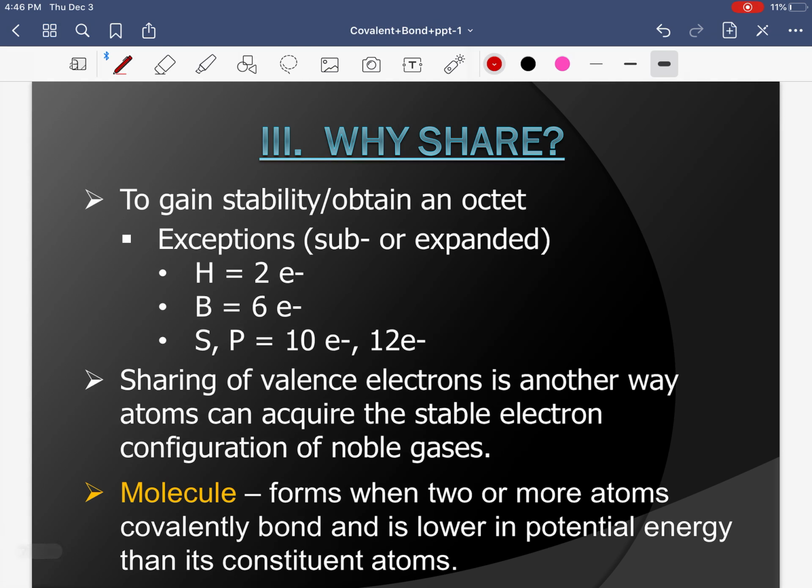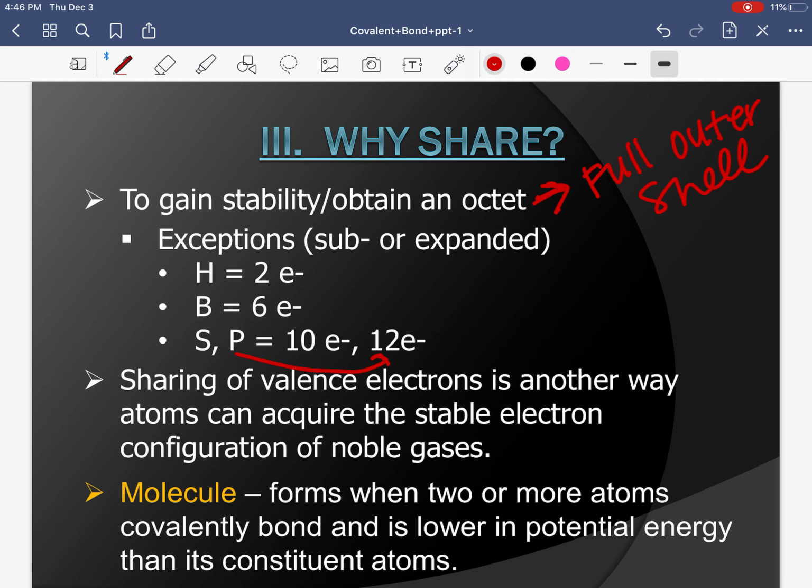The whole purpose of sharing and the whole purpose of bonding is to gain stability. And you do that by meeting the octet rule, which is basically... it's not even 8 electrons. It's just a full outer shell, because there are some exceptions. The exceptions are hydrogen's only going to have 2, boron's going to have 6, sulfur will have 10, and phosphorus will have 12.